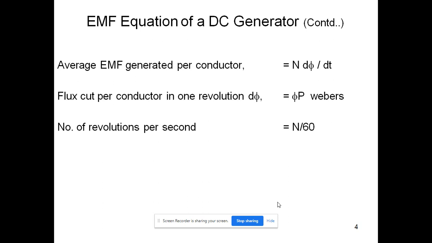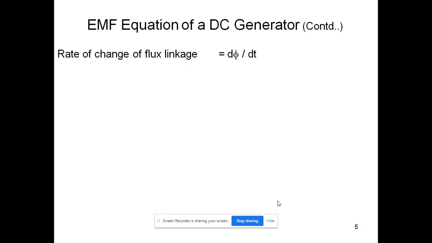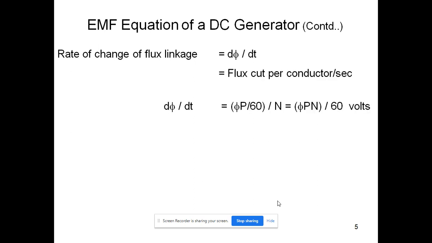Number of revolutions per second is given as capital N by 60, and the time for one revolution is 60 by N. Now according to the Faraday's laws, rate of change of flux linkage is equal to d phi by dt, which is nothing but flux cut per pole per second.